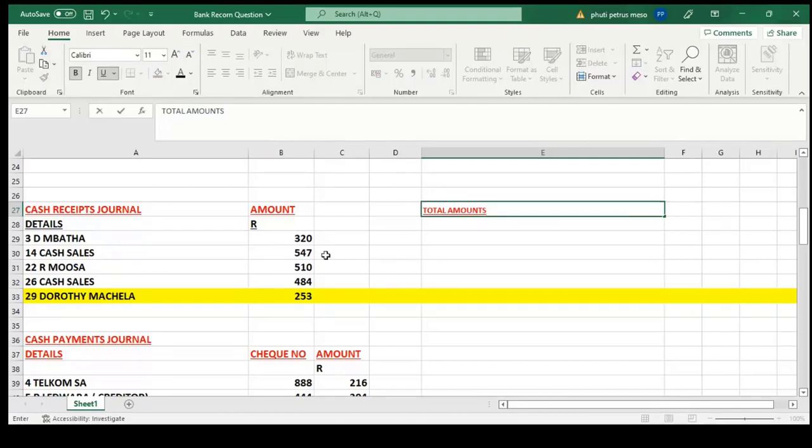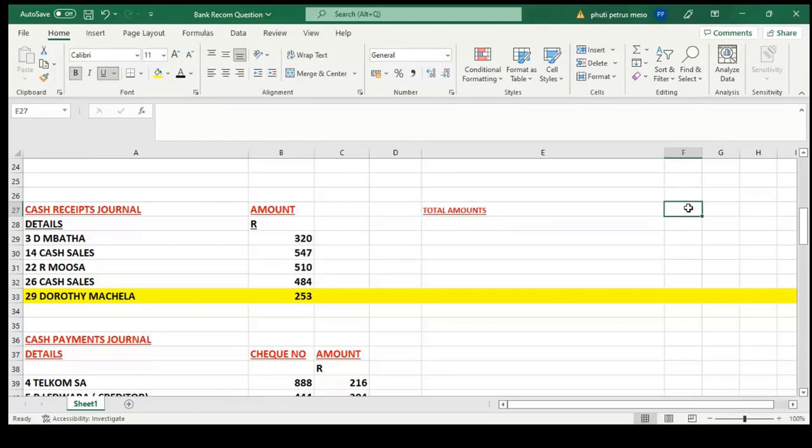Okay, the plan is, Jessica, I just don't want to kill your plan. But the plan is, I'm going to add all these figures here and then I'm going to put it here as the total. Is it okay? Because I'm now actually doing the solution. Okay. Perfect. All right.